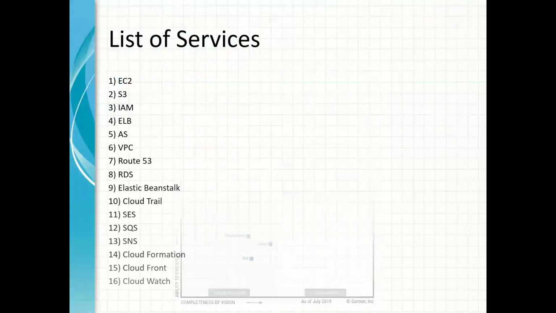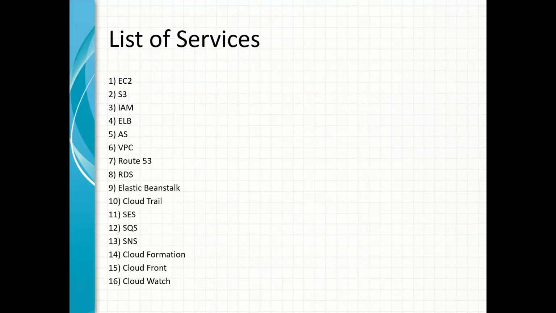And you see here, these are the list of the services that we are going to discuss in this particular course. We are going to discuss the EC2 service, S3. We cannot discuss each and every service here. EC2 stands for Elastic Compute Cloud. S3 stands for Simple Storage Service. IAM stands for Identity and Access Management. ELB stands for Elastic Load Balancer.